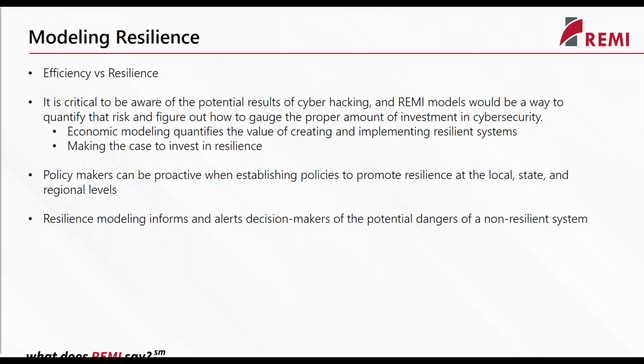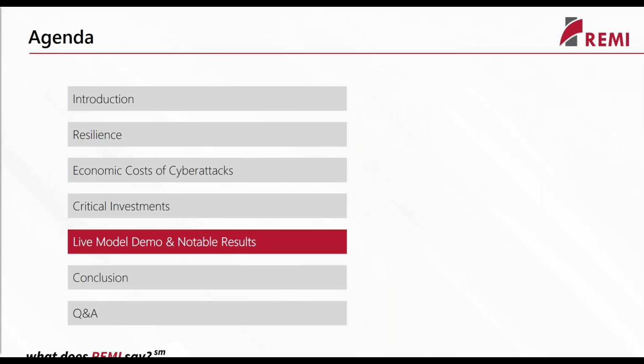Resilience can sometimes be an unusual topic when we talk about economics, typically when people are focusing more on the efficiency side. So resilience does not seem like the most efficient thing to be investing in, but it's very critical to be aware of the potential results of cyber hacking. With the economic models, you can quantify the value of having a resilient system, and you can alert people to the risks of not having them. So in this case, policymakers can be proactive when establishing policies to promote resilience at the local, state, and regional levels. So next, I will go through the model first, and then the modeling methodology.